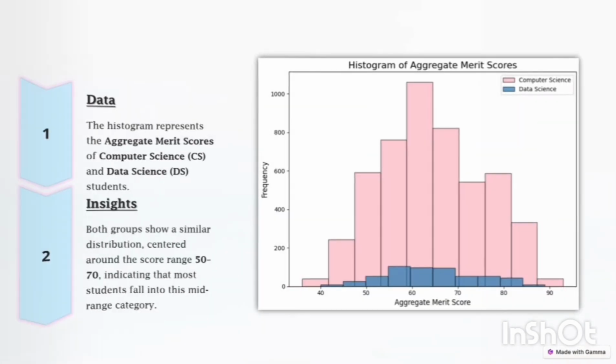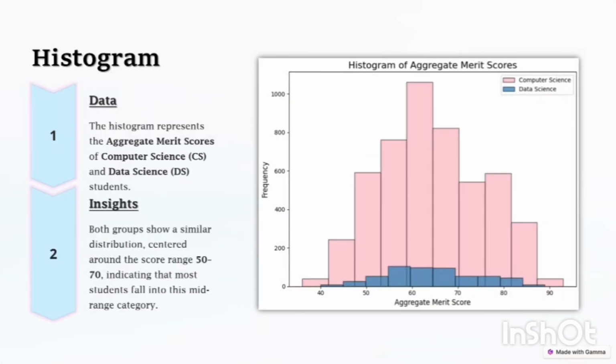Histogram. This histogram represents the scores of computer science and data science students on the x-axis with their corresponding frequencies on the y-axis. This histogram visually compares the score distribution, so both groups are centered around the 50 to 70 range, indicating a similar overall trend. However, computer science scores appear more spread out as compared to data science scores.